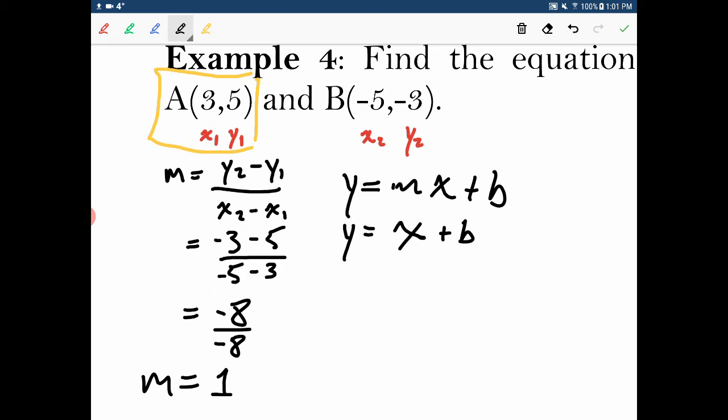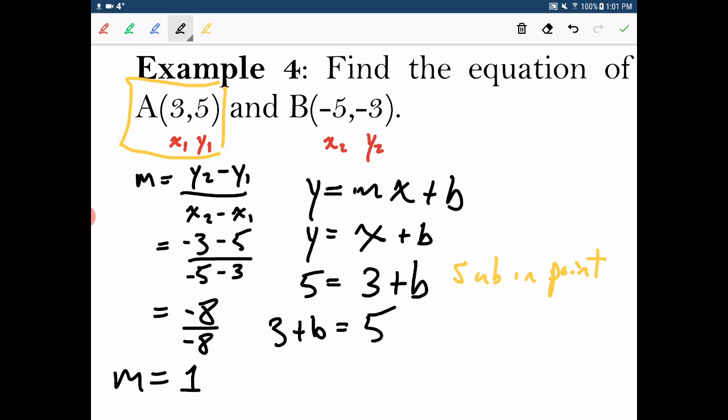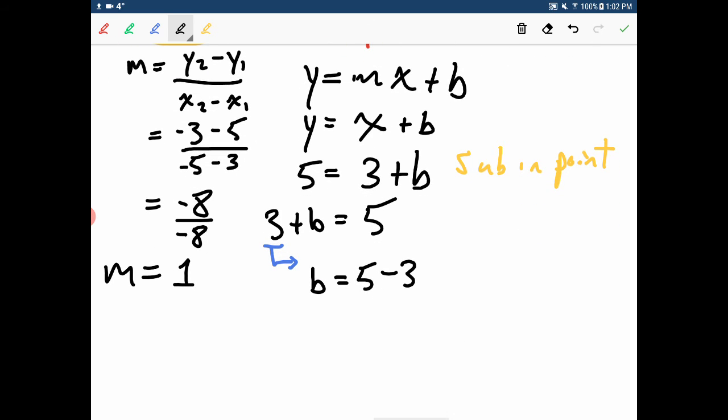use that one. So we're going to sub in a point. Instead of a y, we're now going to have a 5. 5 is equal to x, which is 3, plus b. Again, this is where I like to do the old switcheroo, but you don't have to. Then I just have to move my 3 to the other side, and because it was a positive 3, it becomes a minus. And we get 2. b is equal to 2.